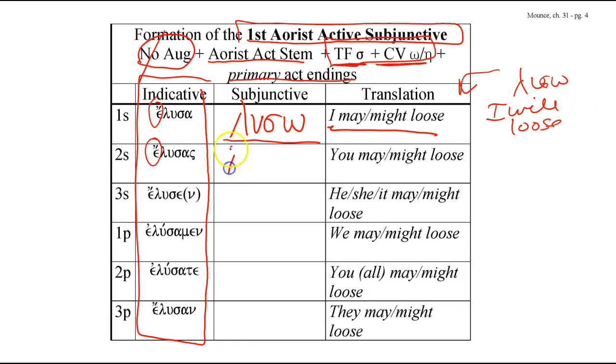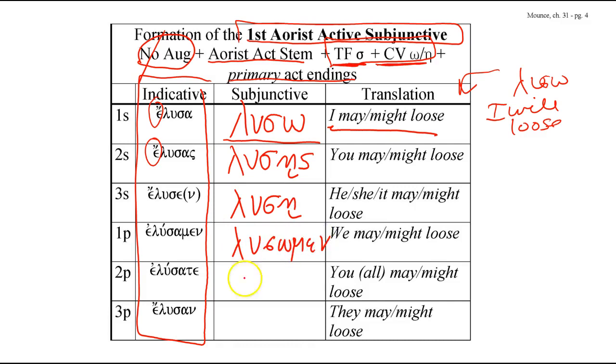You might loose is lu plus the tense formative sigma plus the subjunctive ending ace. So that's lu ace. So luso, lusace. The third person form is lu say. Then it's lu so men for the first person plural. Second person plural is lu se te. And the third person plural is lu so si or sin.